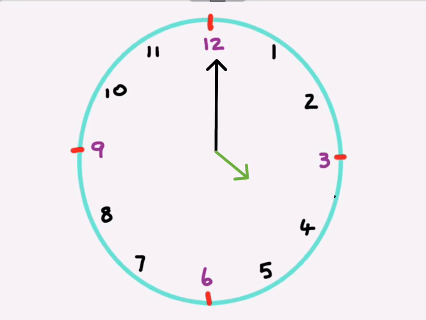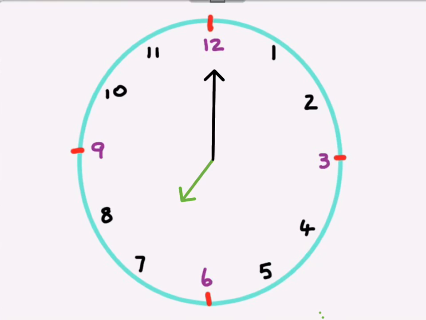What do you think this time is then? The long hand, which is the minute hand, is on the 12, so we know it's going to end with o'clock. And the short hand, which is the hour hand, is on the 4. So we're going to say this is 4 o'clock. So you start with the word for the number, and then you say o'clock because it's on 12. So this one is 4 o'clock.